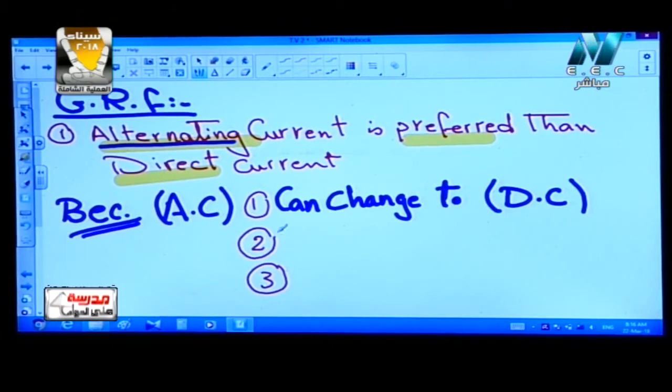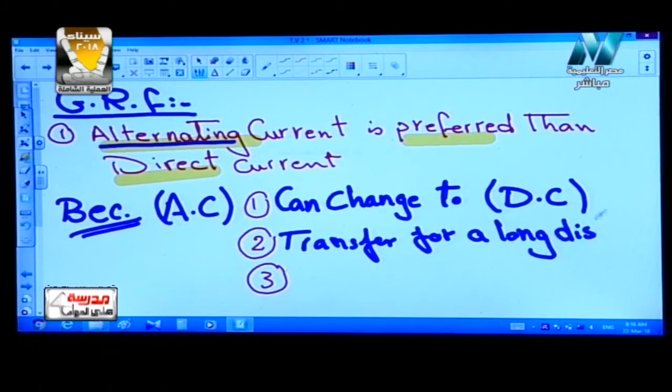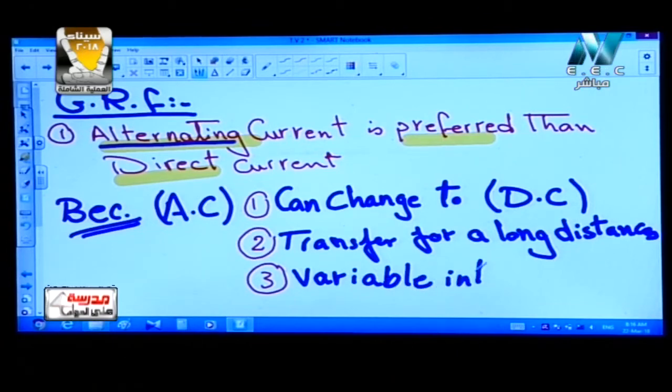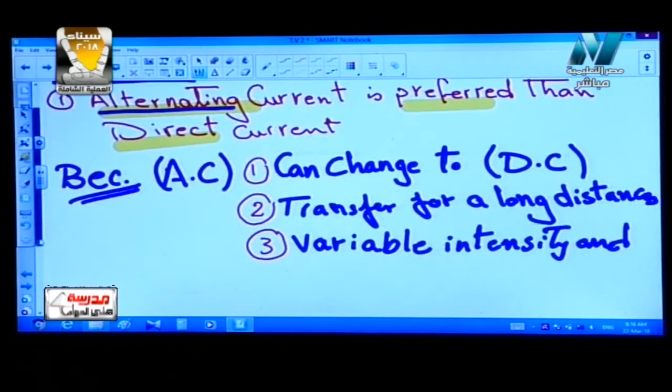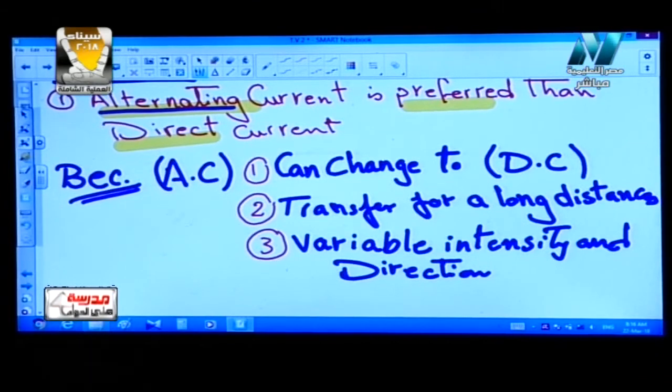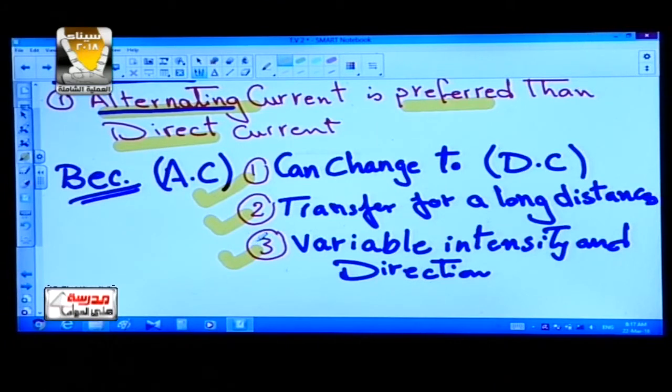The second option here: alternating current is preferred. Why? Because it can transfer for long distances. أقدر أنقله لمسافات طويلة. Number 3, variable intensity and direction. So here we have three options to choose alternating current over direct current.